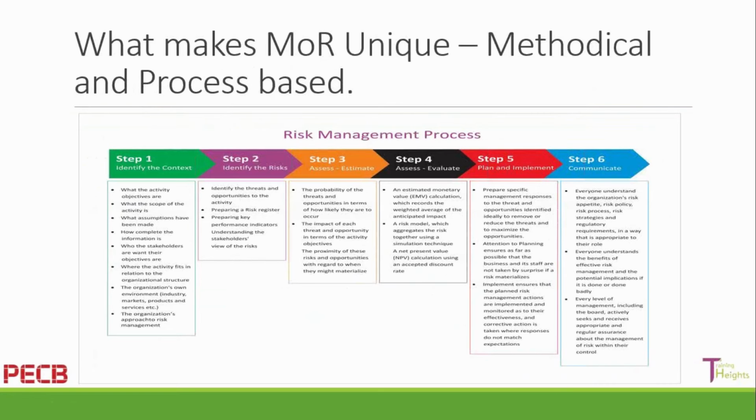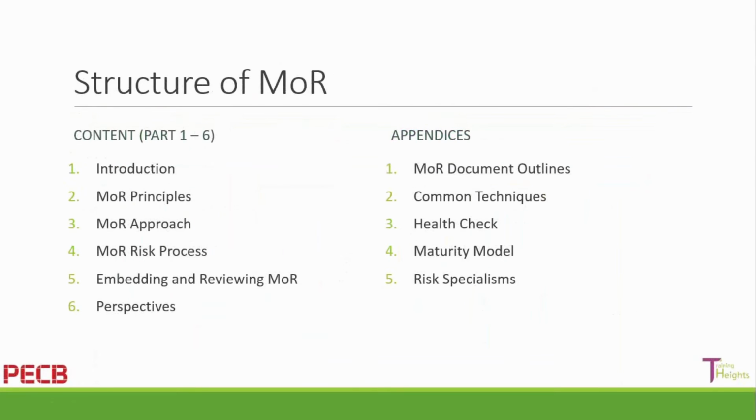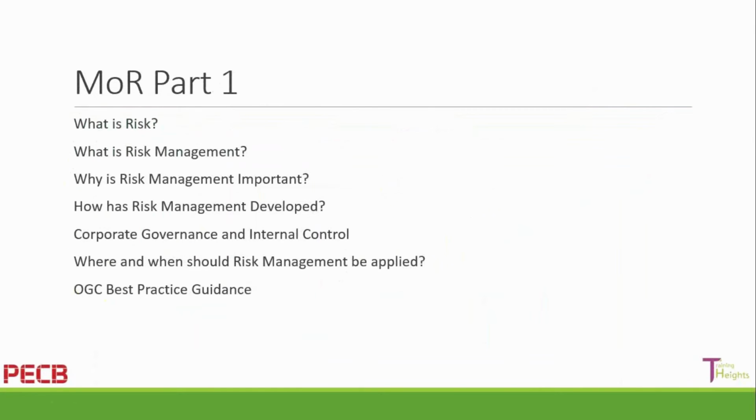Okay? So this is the structure of MoR. It's got 6 parts to it, and it's got some decent templates in the appendices. So the content has got this part, and the appendices are also excellent. It even allows you to look at the criteria for the maturity model for risk. It also provides you some kind of health check. So it's a great, great document.